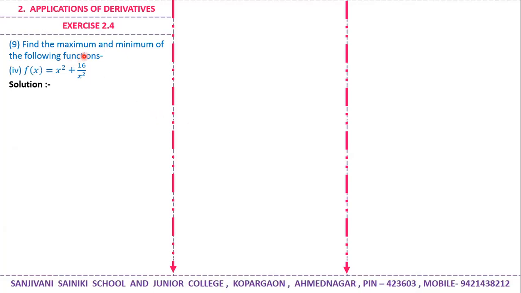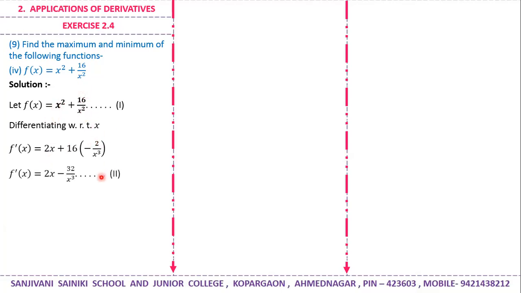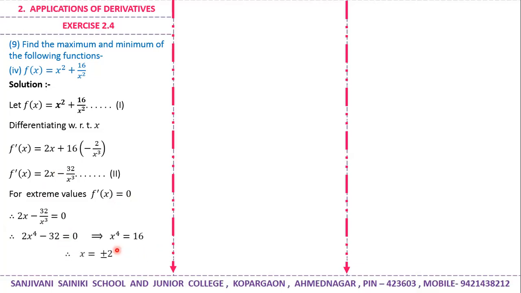Find the maximum and the minimum value of the function f of x is equal to x square plus 16 upon x square. Take f of x as it is, differentiate with respect to x. The derivative of x square is 2x, and derivative of 1 upon x square is minus 2 upon x cube. So for extreme values, we must have f dash of x is equal to 0. So equate it to 0, we get x raised to 4 is equal to 16. So we get x is equal to plus minus 2. So these are the stationary points, x is equal to 2 and x is equal to minus 2.